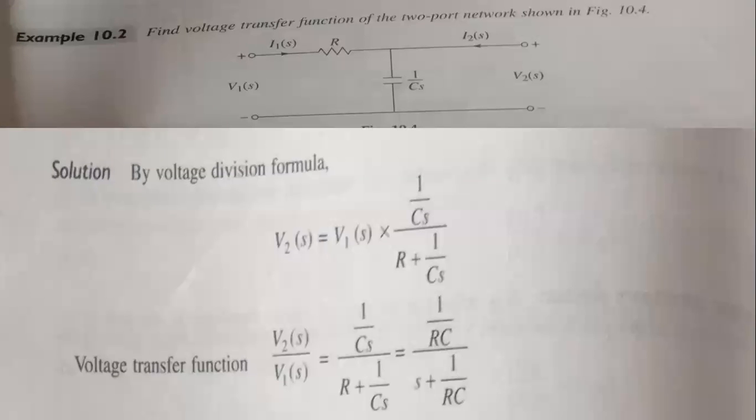Similarly, if you go for the next numerical, that is find the voltage transfer function of the two port network shown below. See here, there are two sections: the input port and the output port, in the form of the voltage V1 and the voltage V2, in the frequency domain. The current flowing here is I1, and the current flowing from here is I2. So I1 of s and I2 of s.